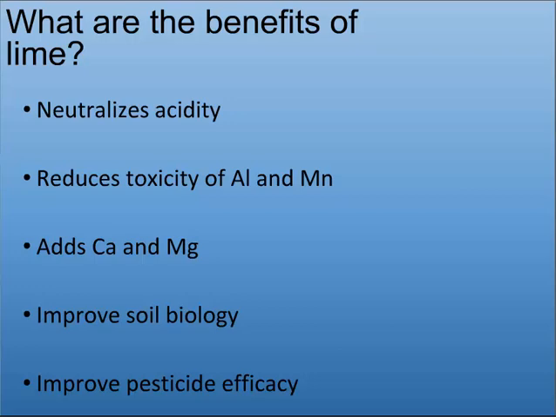The number one reason would be to neutralize acidity, to raise the pH of your soil. But part of neutralizing that acidity and raising your pH can also reduce toxic metals like aluminum and manganese. It can, depending on your source of lime, add calcium and magnesium. Another thing that might be overlooked is that the soil biology, just like your crops, is going to prefer a certain pH, and that soil biology itself helps in nutrient cycling.